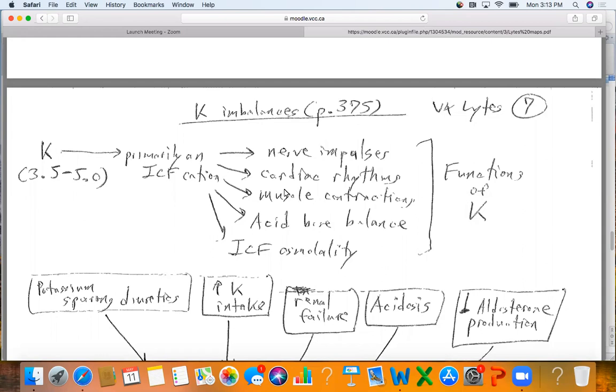Okay, acid-base balance, the fourth one. We're going to talk about potassium's role in acid-base balance and how that plays out later on in this unit. That'll be in another video. ICF osmolality. Can you explain that? Can you compare that to the sodium osmolality? Compare and contrast potassium osmolality, its role in the ICF, with sodium osmolality in the ECF. I've kind of answered half the question already within the question.